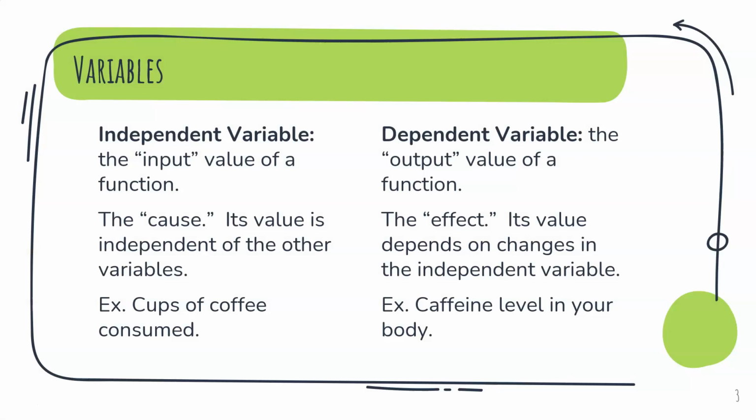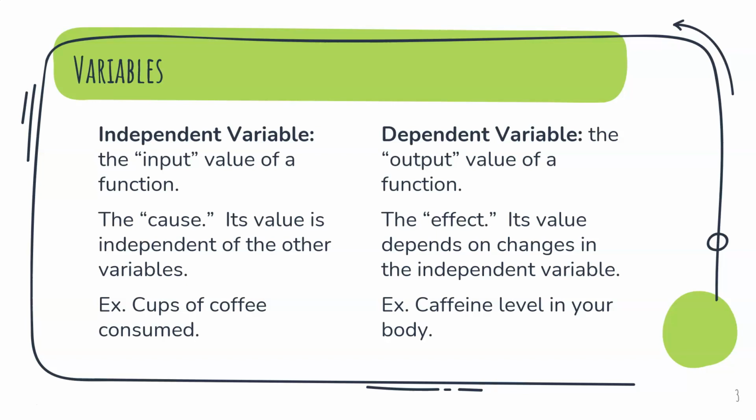All right, let's talk about variables. On a graph, you're going to have two things: an independent variable and a dependent variable. An independent variable is the input value of the function, also known as the cause. For example, if I drink a bunch of cups of coffee, that is completely independent. That action doesn't depend on anything else.